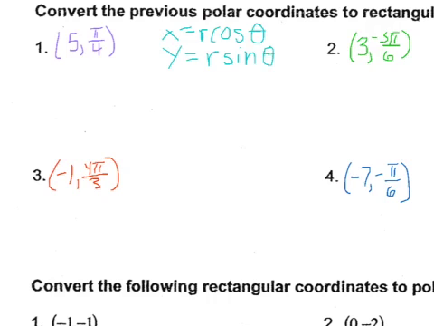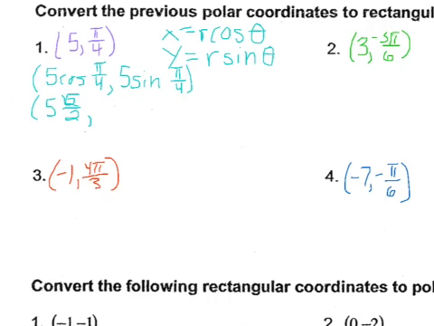So if we want to convert these previous polar coordinates that we were working with on the other slide, we just use these two equations to help us find x and y. So if we want to convert 5 comma pi over 4 to a rectangular coordinate, we just say what is 5 times the cosine of pi over 4 and what is 5 times the sine of pi over 4. So we know that the cosine of pi over 4 is root 2 over 2. Hopefully we still have that memorized. And the sine of pi over 4 is also root 2 over 2. So my final coordinate for number 1 would be 5 root 2 over 2, comma 5 root 2 over 2.